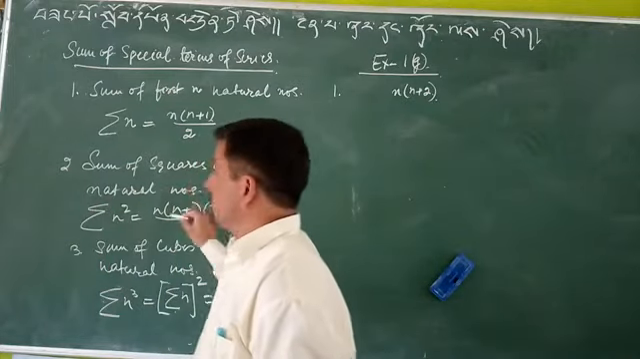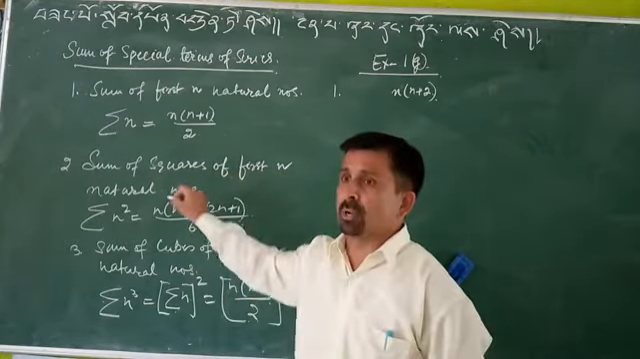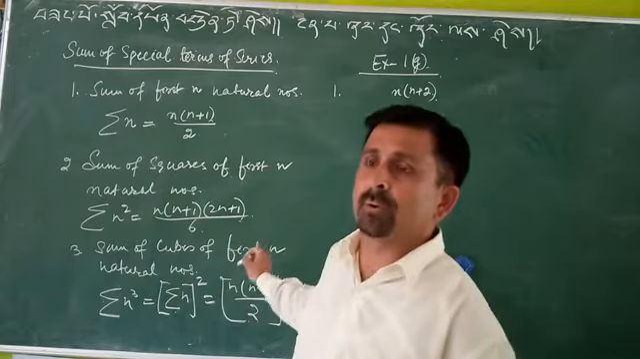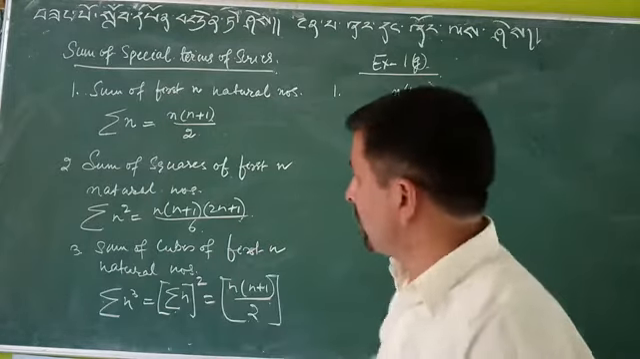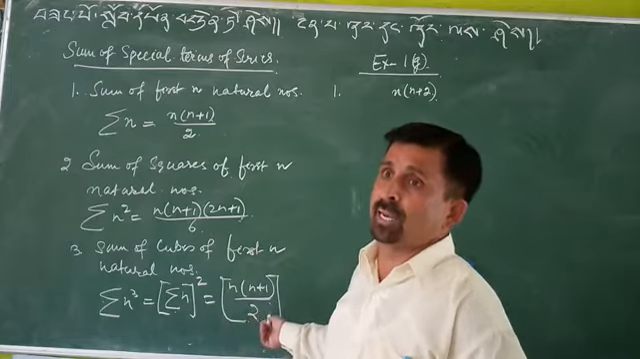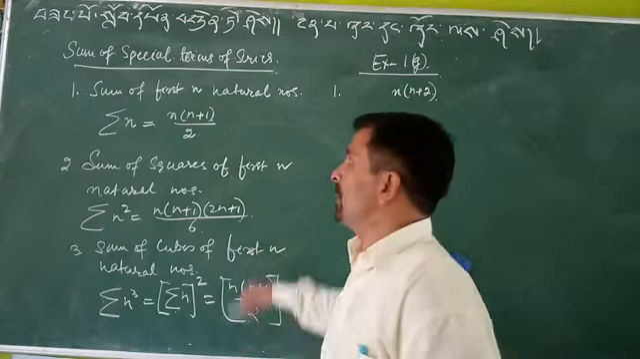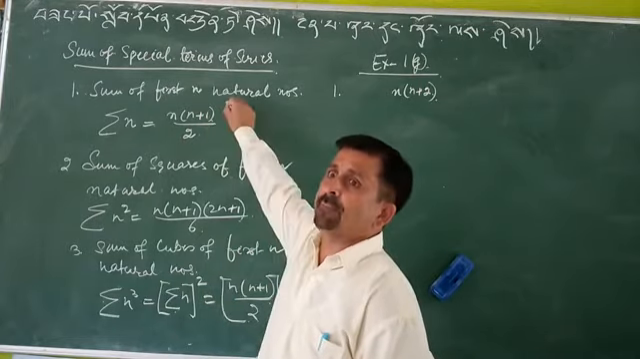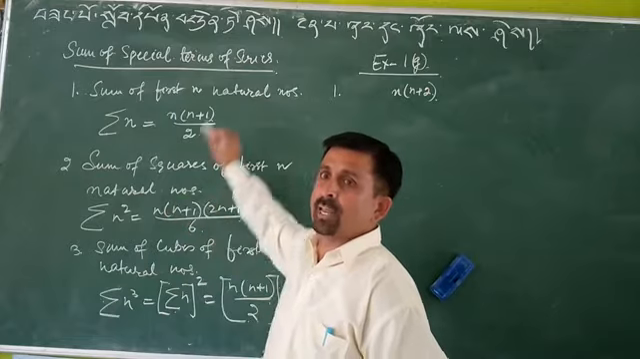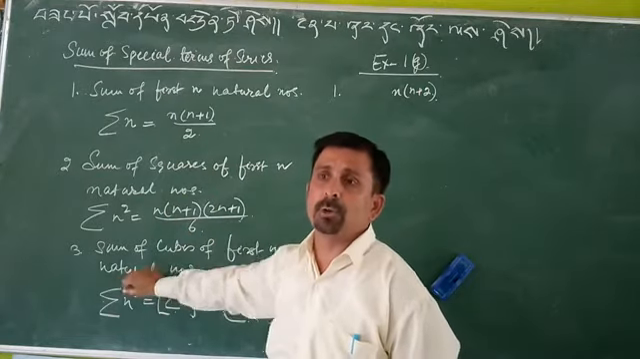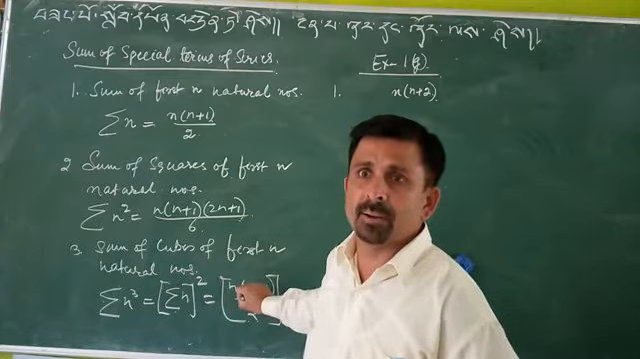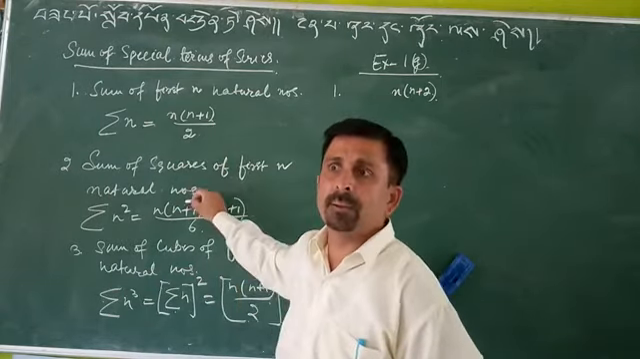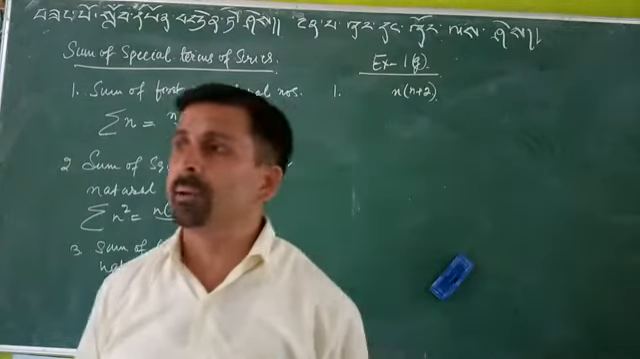The second result is the sum of the squares of the first n natural numbers, and the value is n into n plus 1 into 2n plus 1 divided by 3. Likewise, we have the sum of cubes of the first n natural numbers. This is very simple, because it is simply the square of the first result. If you square that result, you will get the sum of cubes of the first n natural numbers. So basically we try to remember these.